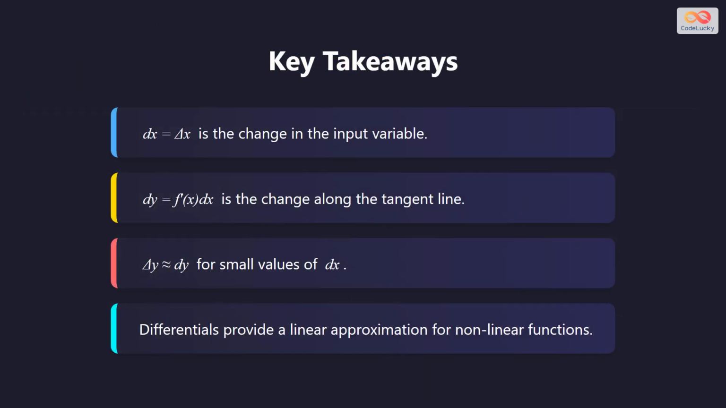To wrap up, dx is your input change. dy is the change along the tangent line, calculated as slope times dx, and finally, dy is a good linear approximation for the actual change, delta y, as long as the step size is small. This concept is the foundation for integral calculus notation.